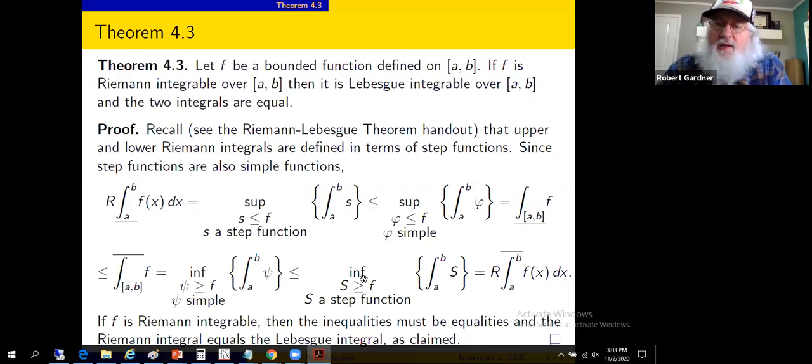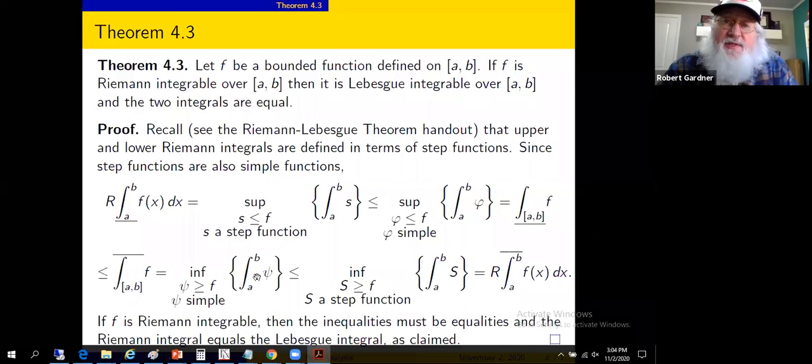Suppose we took an infimum over all capital S greater than or equal to f, where capital S is a step function, and we'll integrate those. It's the same argument we had up here, except now we're doing infs instead of sups. Every number in this set based on a step function is also a number in this set based on a simple function, because step functions are simple functions. But there could be more stuff, more numbers in this set.